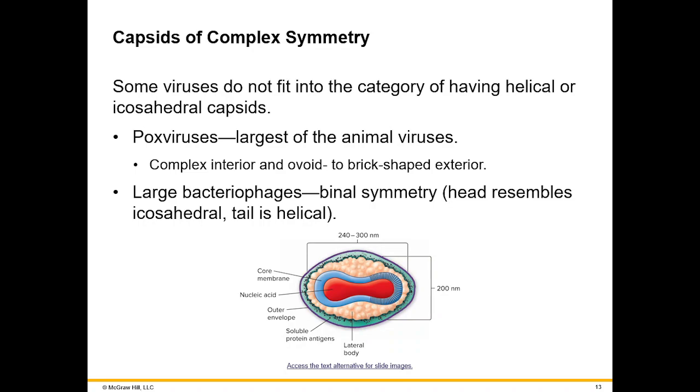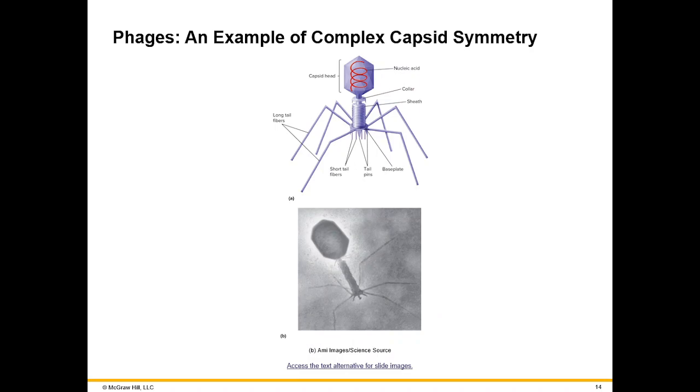Some examples are the pox viruses, which are the largest of the animal viruses, and we also have large bacteriophages with a binal symmetry. So this is another complex one. Actually, this is quite iconic for a T phage. In my opinion, they resemble a robot standing on spindly legs. But these long tail fibers are not used to walk. They are used to anchor themselves to the bacterial surface. And then you have the capsid head.